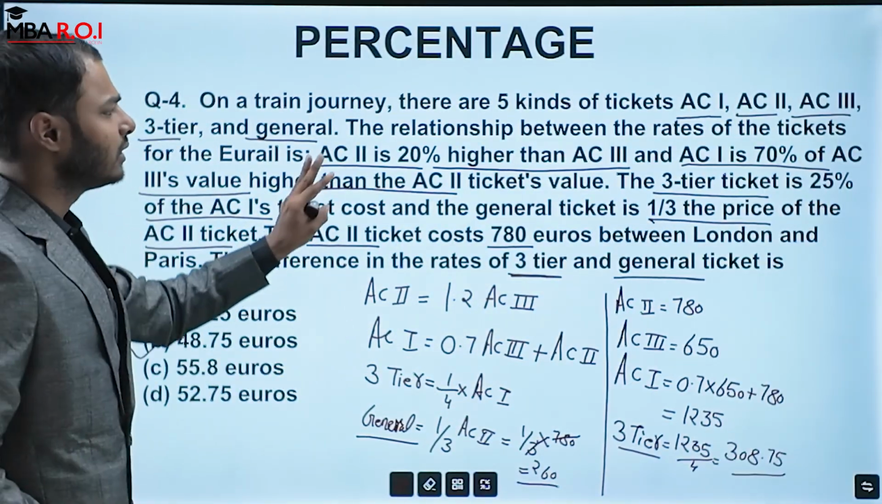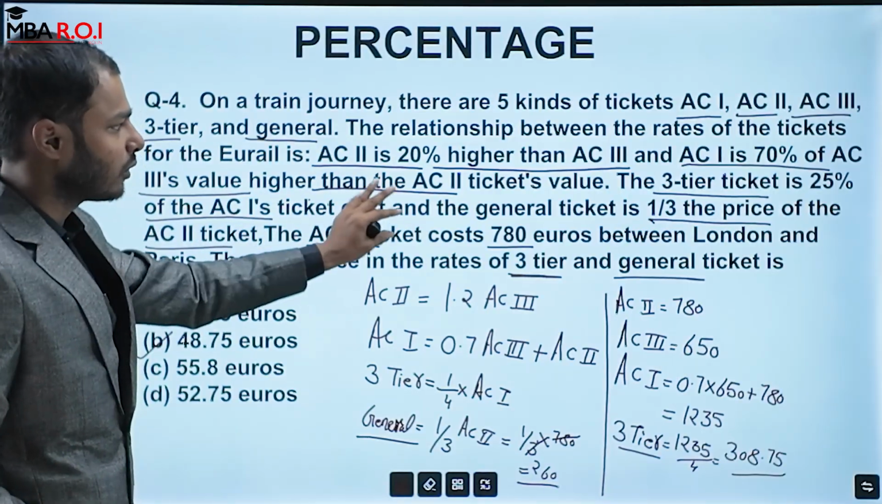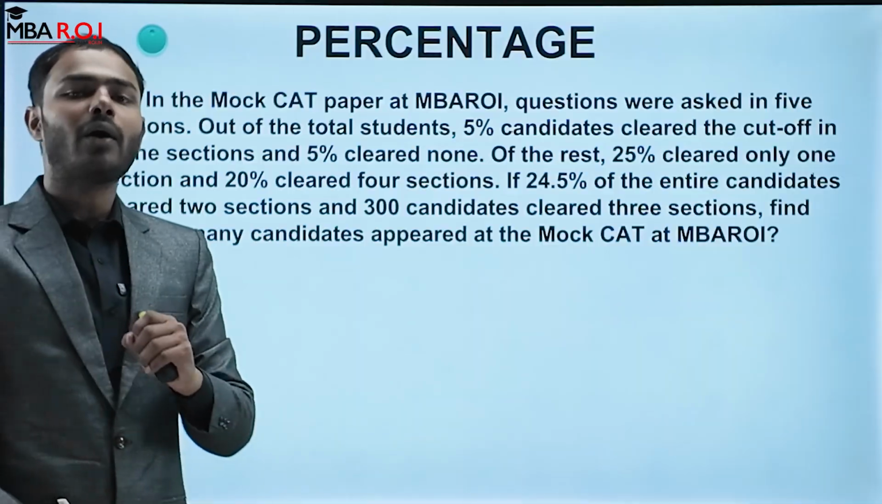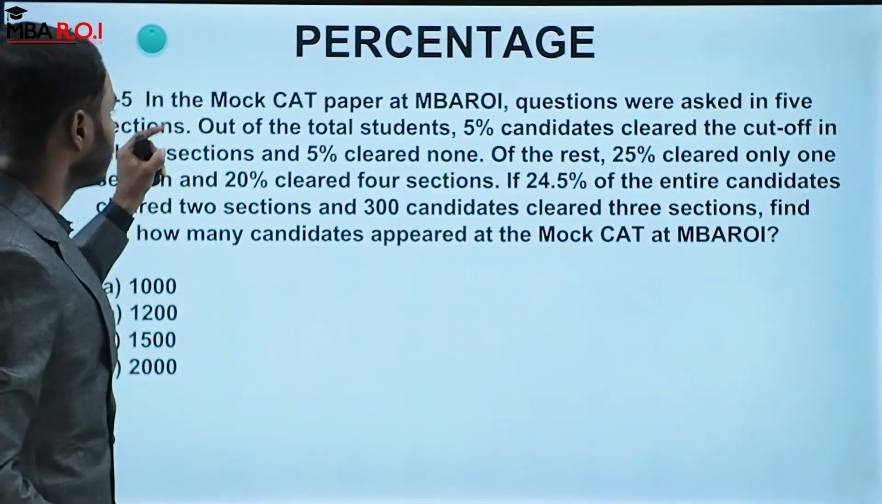So in this way you can calculate and simplify this question. Pretty easy question. The only thing was the language issue. If you read it simply, you can easily solve this question. So now let's try the next question, which is question number 5.